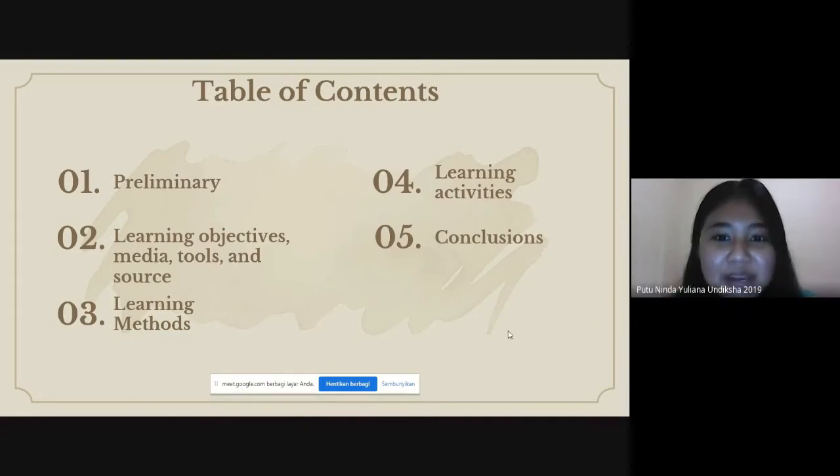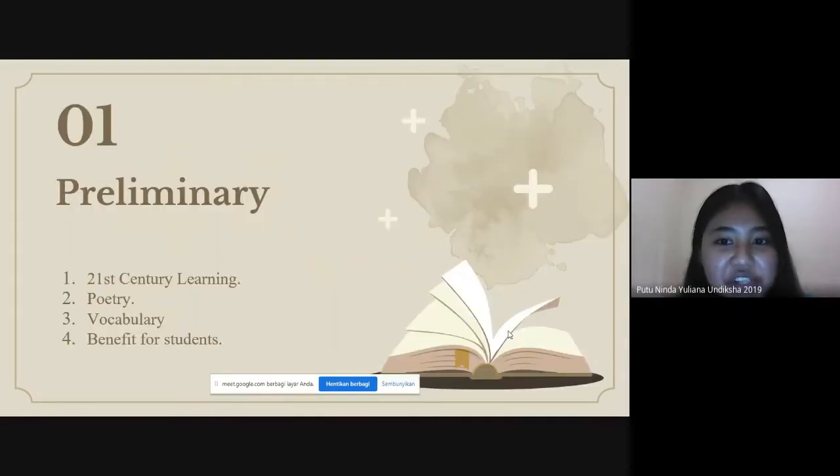Now I will explain about the preliminary of instructional design. This is about 21st century learning with vocabulary, benefit for students. In this 21st century learning, the application of the concept of 4C skill and technology is an effective way to advance the world of education, especially in the era of online learning.